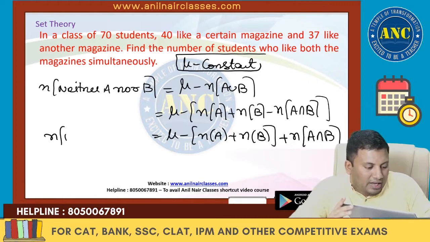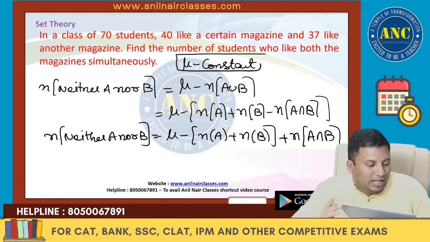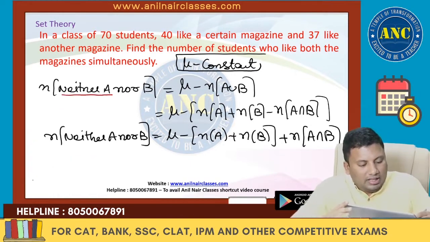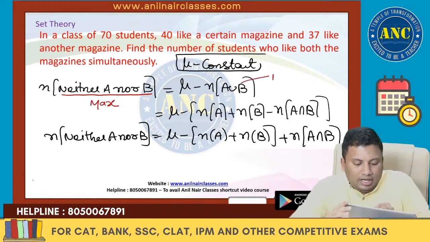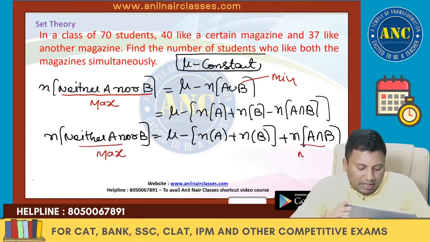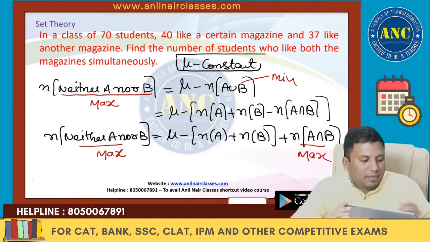Now, very, very important conclusions. Otherwise, minimum and maximum problems, you will leave it. Now, see here. So neither A nor B, if it is maximum, union it will be minimum. If this is maximum, plus sign, intersection also it will be maximum.